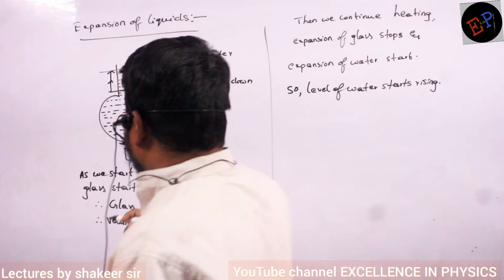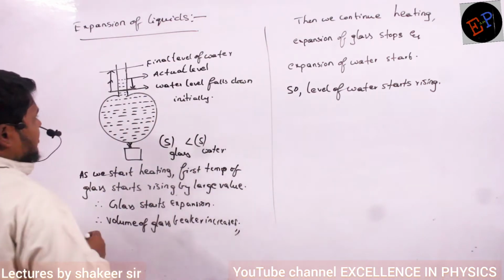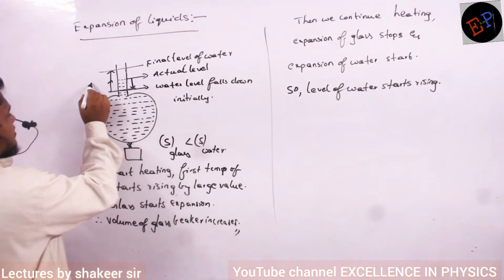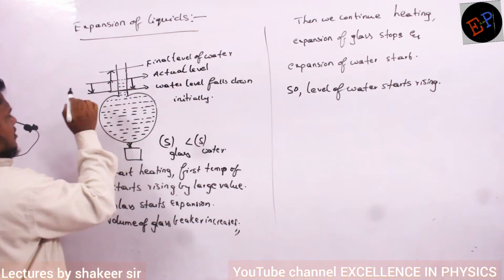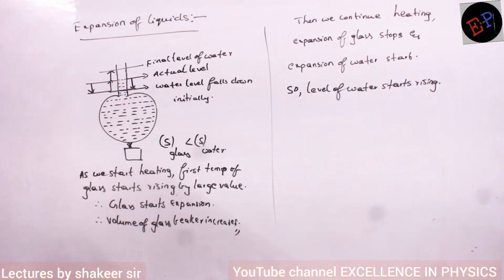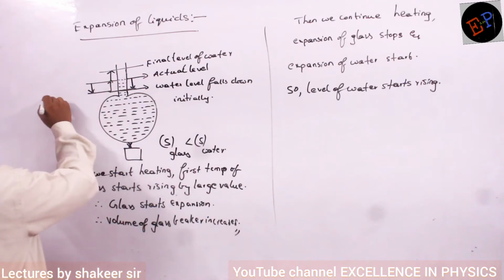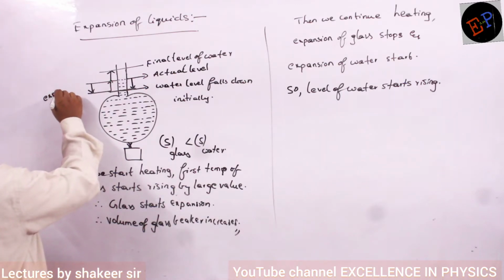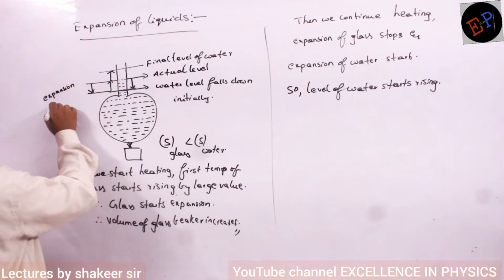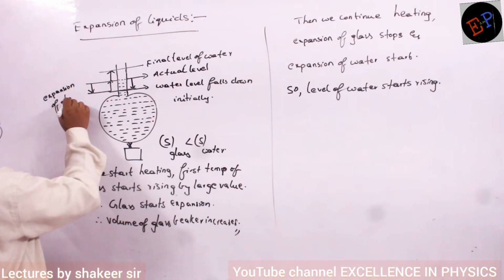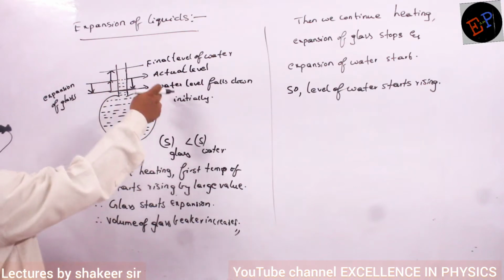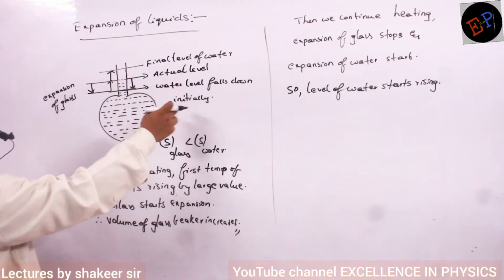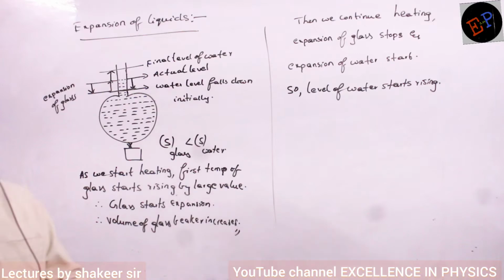Now see, each level has a different name, so that is very important. This fall in the level of water is because of what? Expansion of glass. So this is because of expansion of glass. Now have you written this one? First make a note of the diagram up to here, then we will continue.